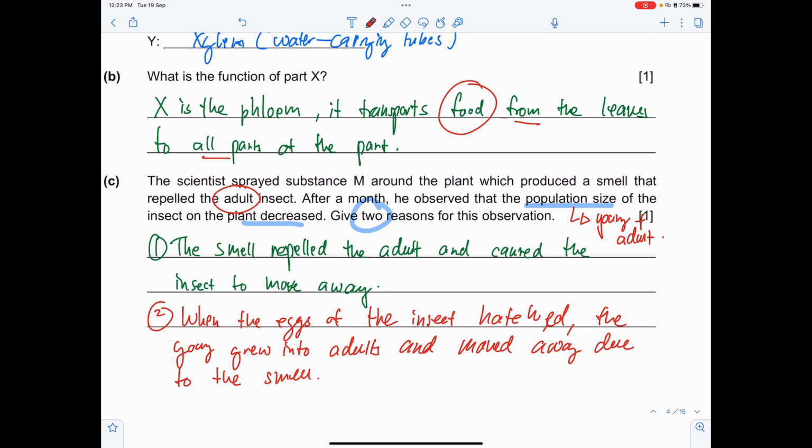Because why is the adult part important? Because they actually tell you that only the adults will be repelled. So it's important to tell me that the young has grown up to become the adults. But eventually the overall population will decrease because no more adults to lay eggs. So after a period of time, eventually it becomes 0. Okay, that is the goal of this substance M. Next.